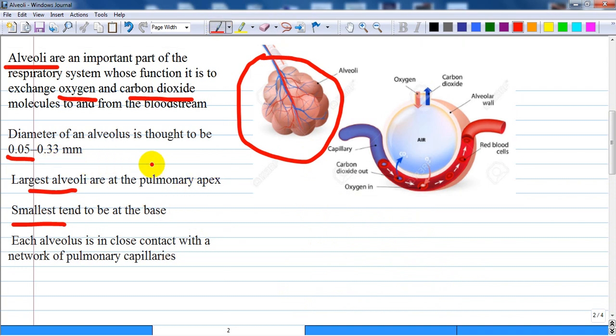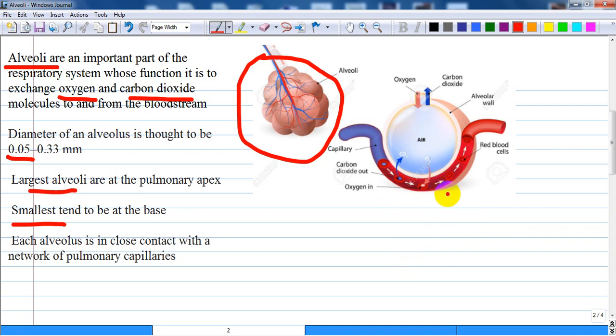The diameter of the alveolus is thought to be from 0.05 to 0.33 millimeters, and each alveolus is in close contact with a network of pulmonary capillaries. The alveoli are only one cell thick and allow a relatively easy passage of oxygen and carbon dioxide between the alveoli and blood vessels called capillaries. So the lung contains millions of alveoli.